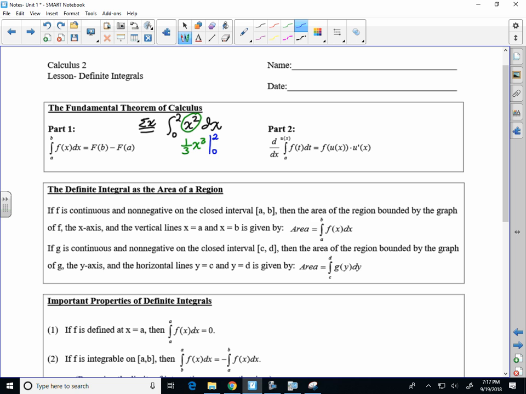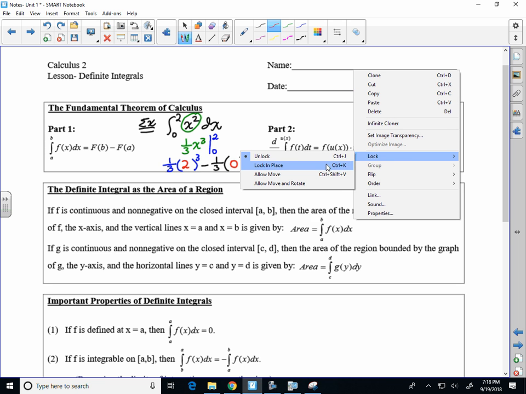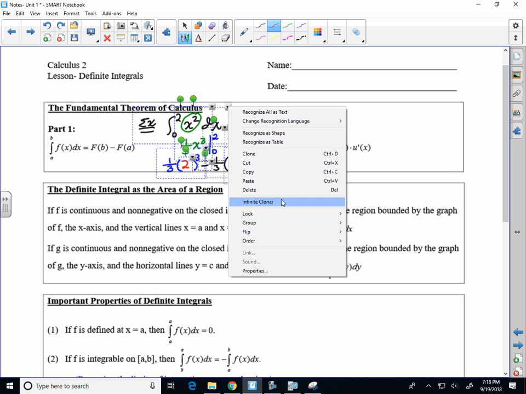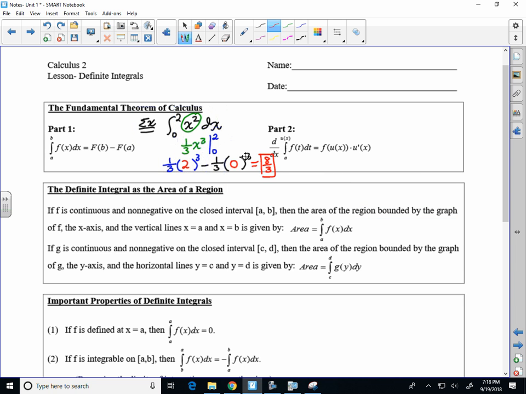All right. So that's telling me to plug in a 2 and then a 0. And then subtract. So we're going to get 8/3. All right, that better be something that you've seen before. Otherwise, I'm not really sure what anybody's doing in Calc 1.